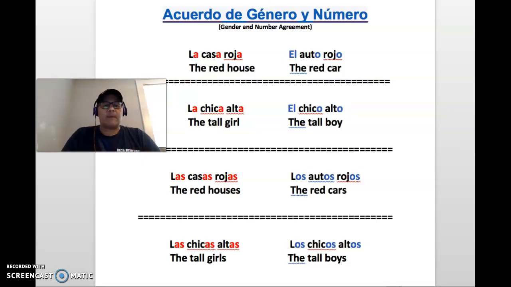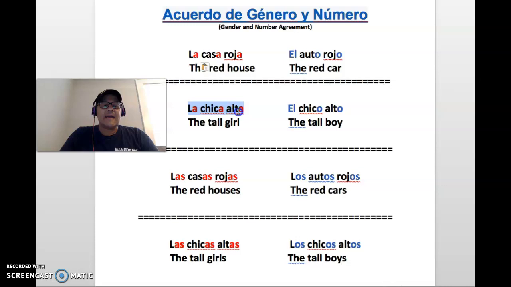So as I was saying, we're talking about acuerdo de género y número, which means gender and number agreement. So la casa roja, which means the red house. All right, la casa roja. Or el auto rojo, which means the red car. Now, la casa, because casa ends in A, means that the sentence is feminine. All right? So everything has to match. And auto, because it ends in O, everything has to match. So everything is masculine.